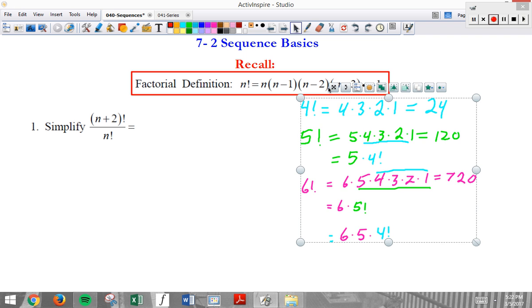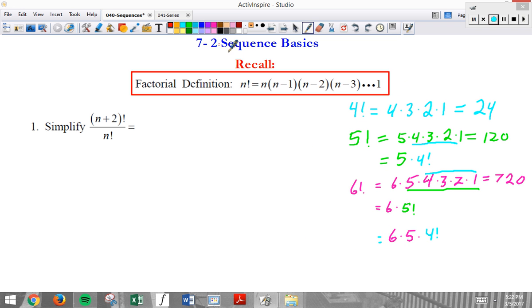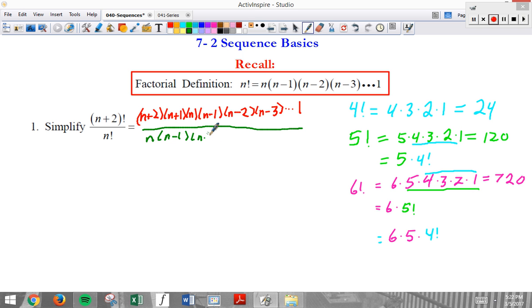So, how are these all equivalent? Well, here we go. Or how is this helpful, rather? n plus 2 factorial would be n plus 2 times n plus 1 times n times n minus 1 times n minus 2 times n minus 3 times dot dot dot all the way down to 1. Whereas the bottom here would be n times n minus 1 times n minus 2 times n minus 3 dot dot dot all the way down to 1.